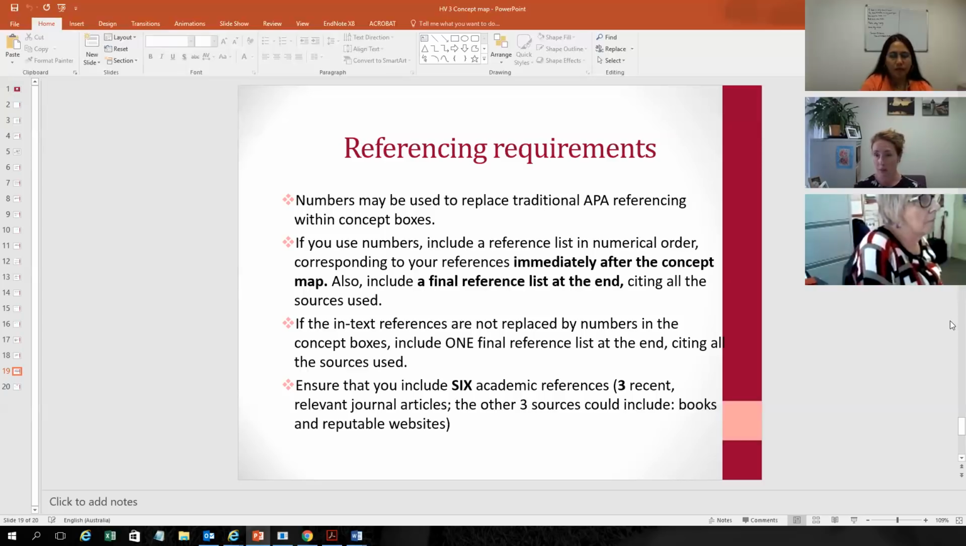No, you don't need to summarise the concept map. Asthma Australia website is not an academic reference, no, but the Asthma Handbook is. So John, hopefully I've answered your question.